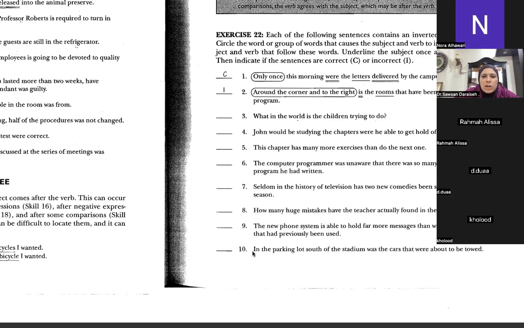Let's do one more. Let's have Dr. Noura do 10 for us. Thank you, Dr. Khulud. Dr. Noura, how about you do 10? Yes, doctor, number 10.